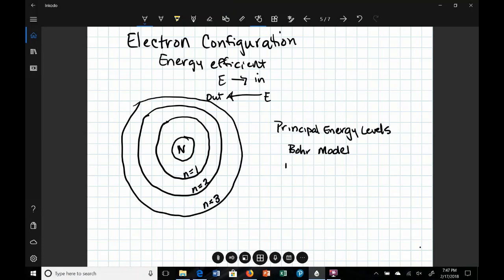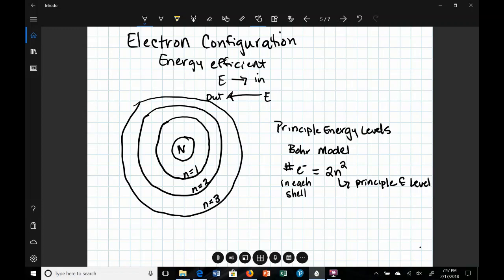And if we want to know the number of electrons in each shell, it is going to be equal to 2n squared, where n is the principal energy level. I think it's principal. That's what I'm going to go with. Sorry, guys. Principal energy levels.